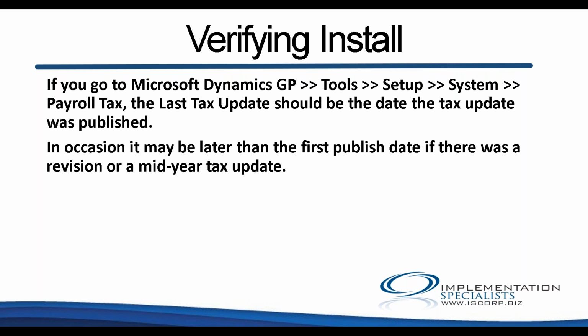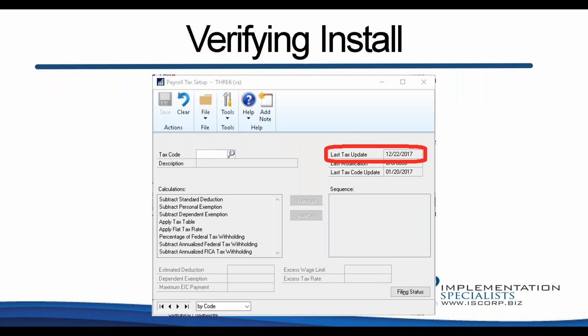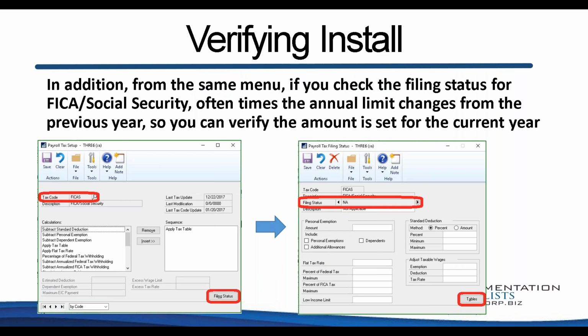Occasionally it might be later than the first published date. If there's a revision or a mid-year tax update, Microsoft very often doesn't have to make revisions to these, but if they do, it may be slightly off from what you're expecting here. And there is that payroll tax setup that shows the last tax update. I'll cover a few things on this window as well. And then this here is Marty's favorite way to verify that it was installed.